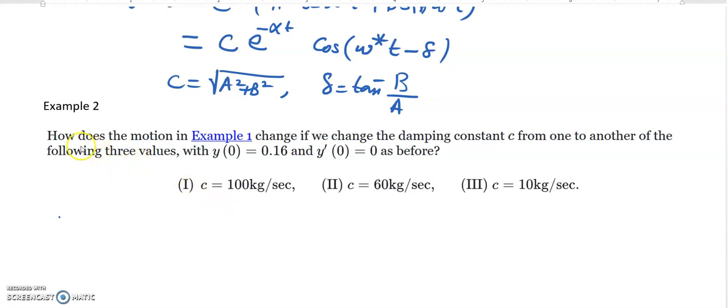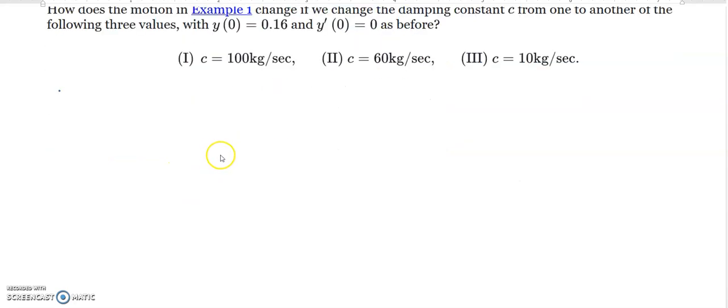As a numerical example, we see how the motion in example 1 changes if we change the damping constant c from 1 to another of the following three values, with y0 equal to 0.16 and y prime 0 equal to 0 as before. So three situations have been given, and in those situations the damping force is different, as given by the damping constant. Here it's more, here it is middle, and here it is less. So we have to find the solution in these three conditions.